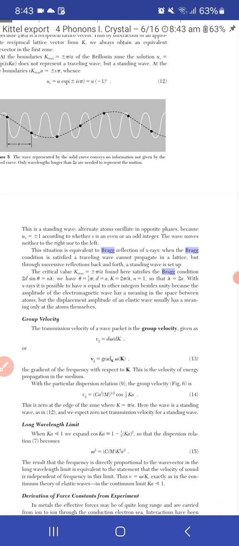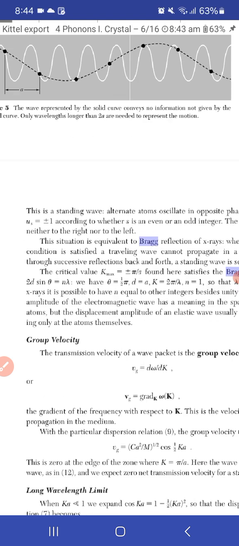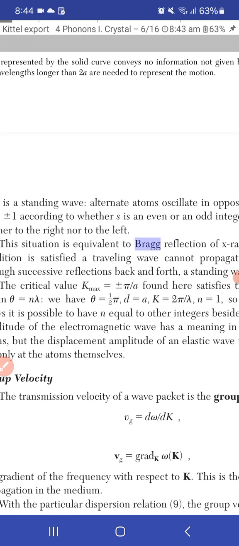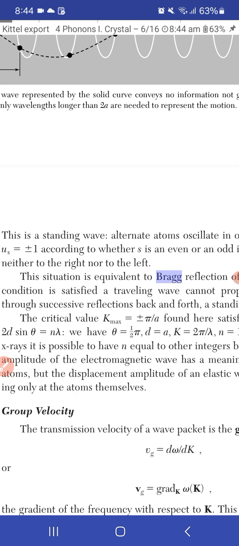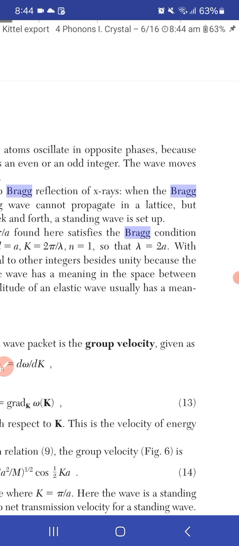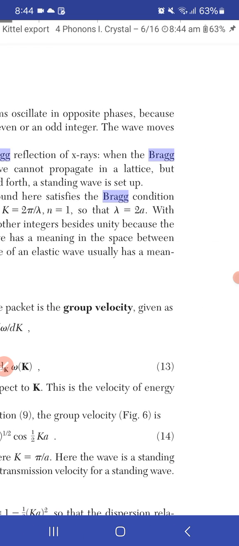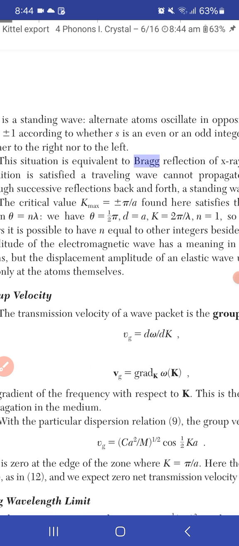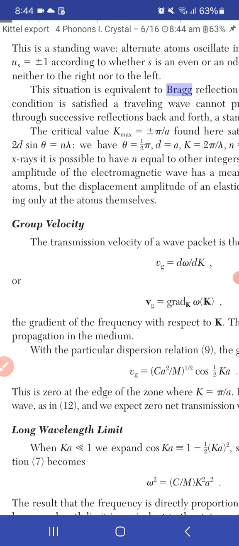this is a standing wave. Alternate atoms oscillate in opposite phases because u_s is equal to ±1, according to whether s is an even or odd integer. The wave moves neither to the left nor to the right. This situation is equivalent to Bragg reflection of X-rays. The Bragg condition is satisfied. The traveling wave cannot propagate in the lattice, but through successive reflection back and forth, a standing wave is set up. Okay, the wave is there, but it is not moving.